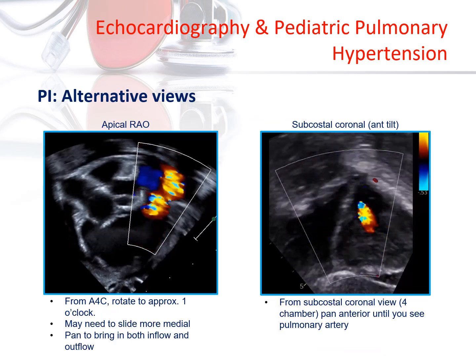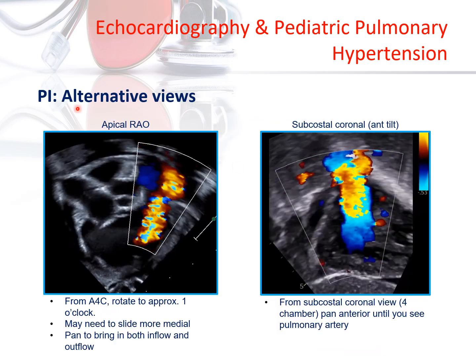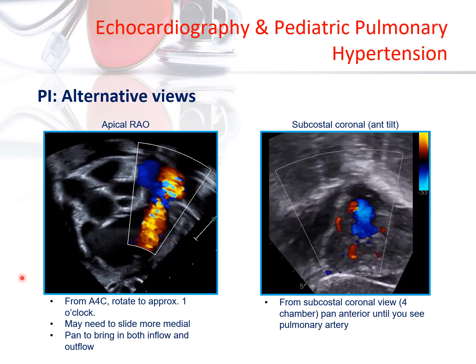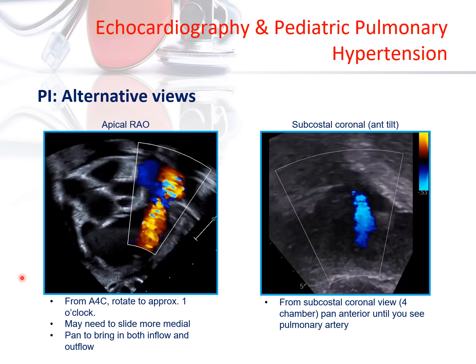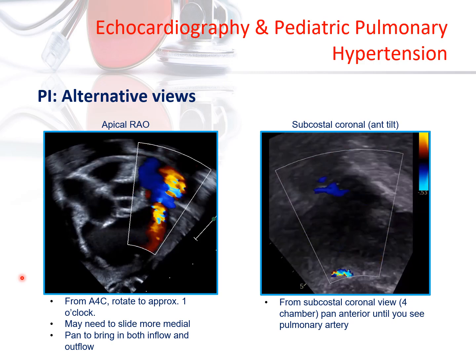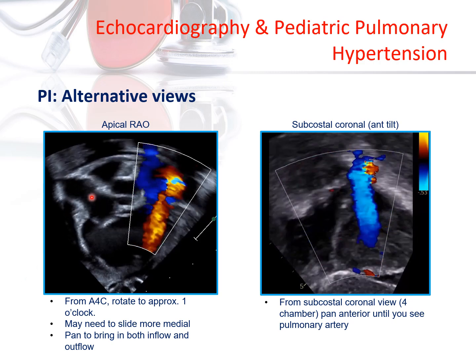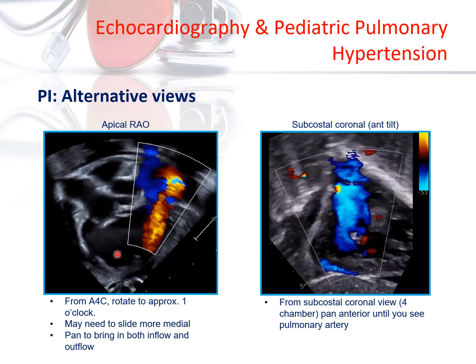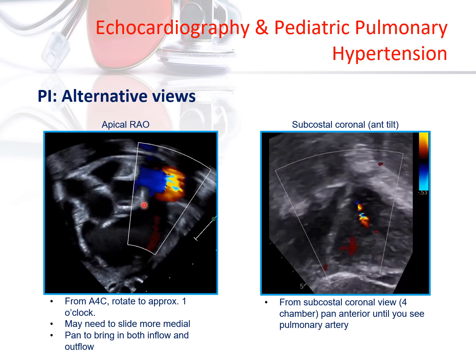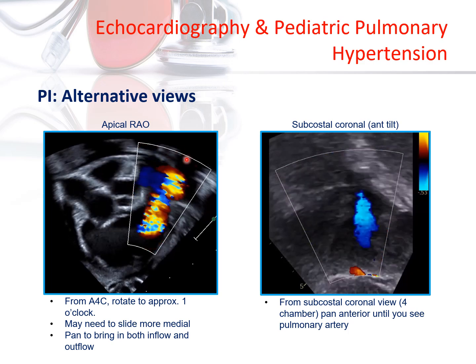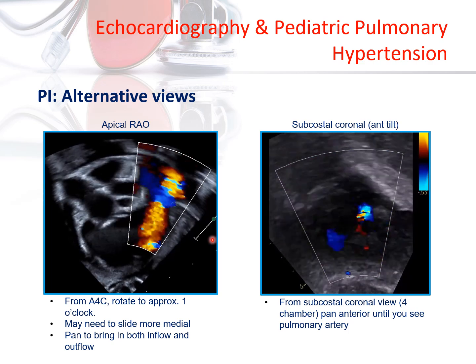Here are the two alternative views that I mentioned. The first is apical RAO. The way you achieve this is from apical 4. You want to rotate to approximately 1 o'clock and move a bit more medial on the chest and pan back and forth until you can see both the inflow and outflow. This is the RA, the tricuspid valve, the right ventricle, the RVOT, pulmonary valve, and MPA. And here you can see a pretty decent PI jet coming back at you.